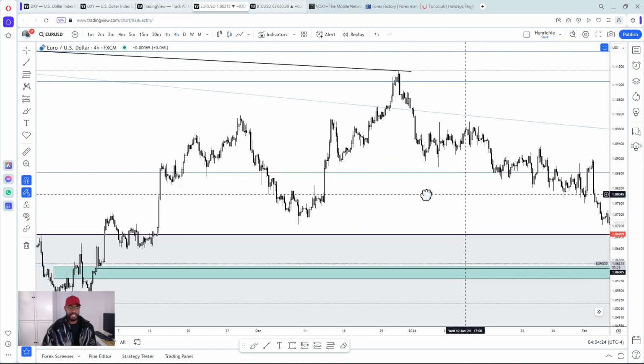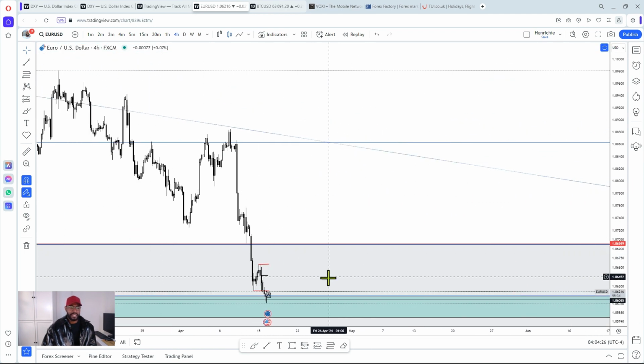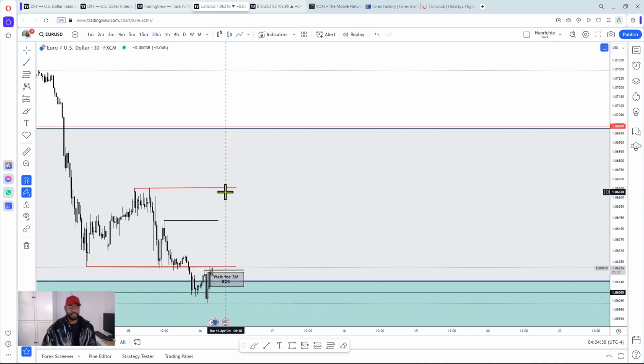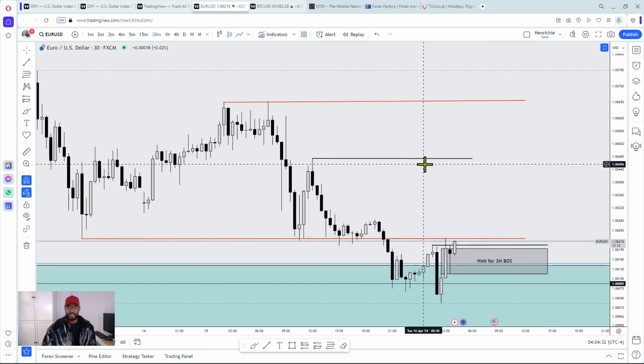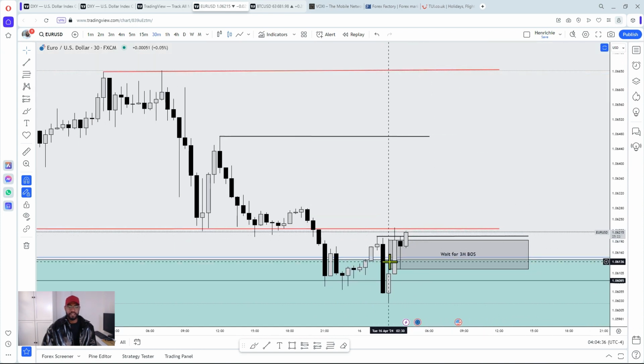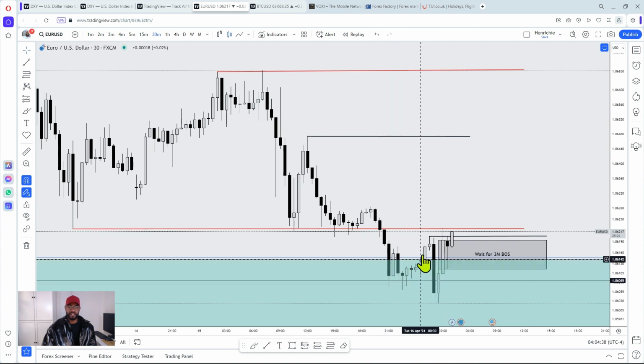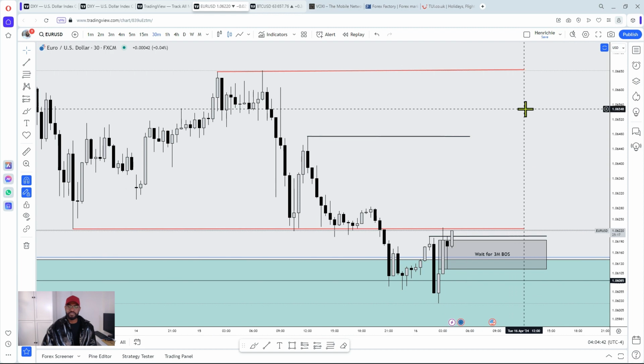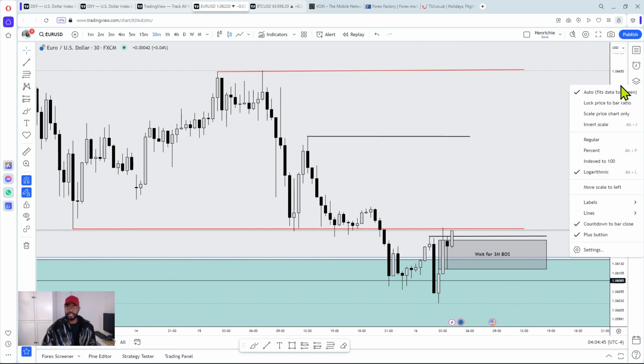It aligns with the daily. So most likely I'd like to see between a 30 minutes break of structure and a 15 minutes break of structure. Any of the two can go for me personally. And so far you can see price created a low, created a high, created a low, and then right now we've broken structure on the 30 minutes time frame and I'm watching this.